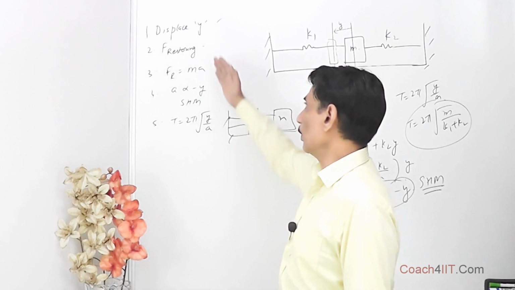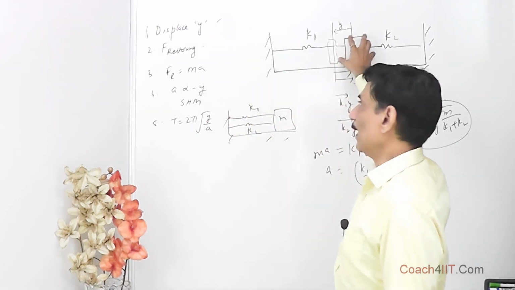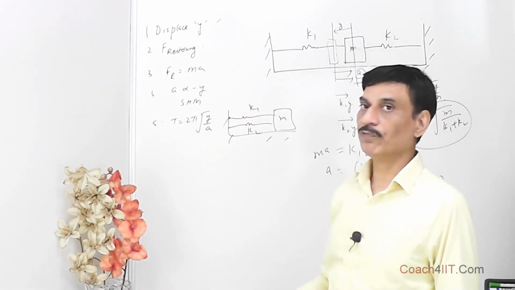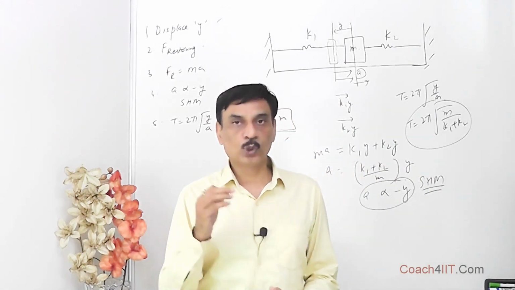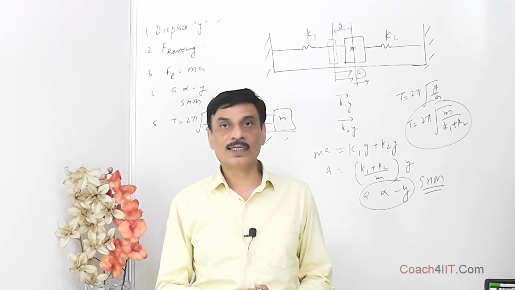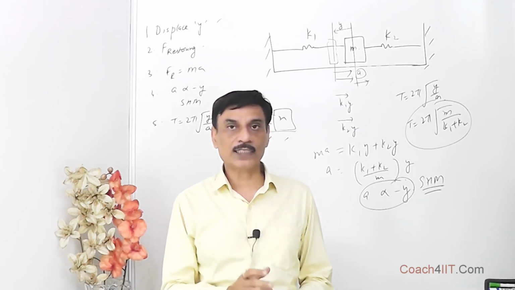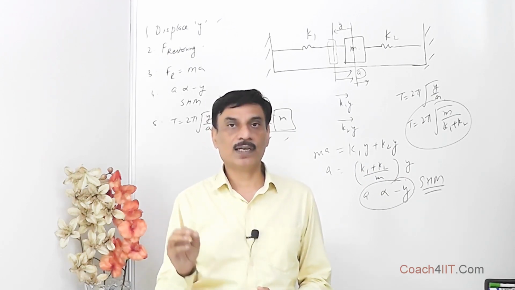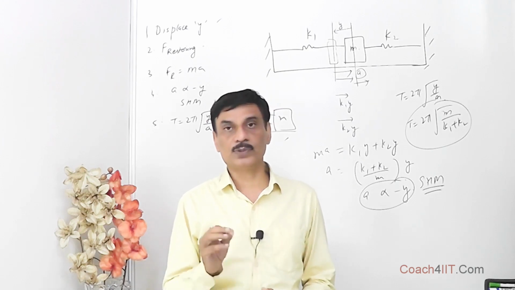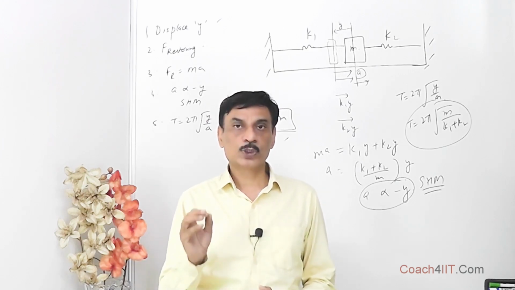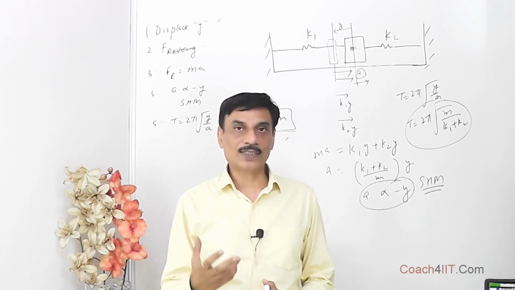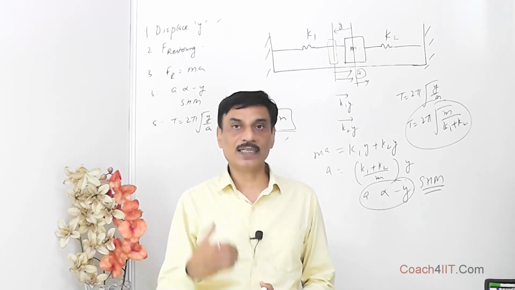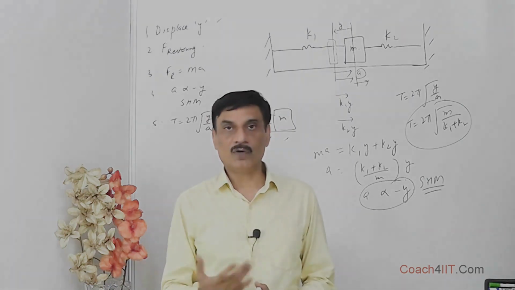If you stick to the method, it makes things much easier. First is always to displace the body by distance y and find the restoring force. Once you find the restoring force, put it equal to mass into acceleration, and you will get acceleration in terms of y. If acceleration is proportional to minus y, this means this is simple harmonic motion, and there you can use the formula T is equal to 2 pi square root of y by a and get the time period. And if you are asked to find the linear frequency, 1 by T is the linear frequency of these oscillations.